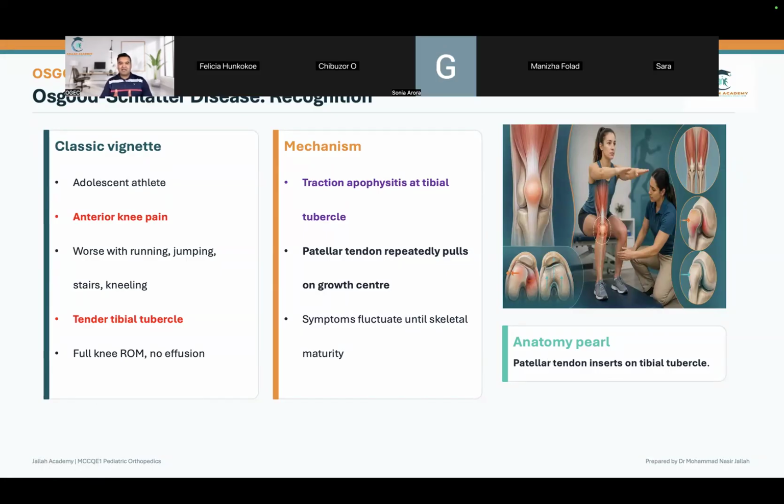Something that helps you differentiate between patellofemoral syndrome and Osgood, since both of them can happen in adolescents. Patellofemoral can happen in teenagers and younger adults as well, right? So one of the things that can help you is the location. Both of them happen at the anterior part of the knee, but patellofemoral usually happens at the upper part of the patella, while this one usually happens at the lower part, at the tibial tubercle.